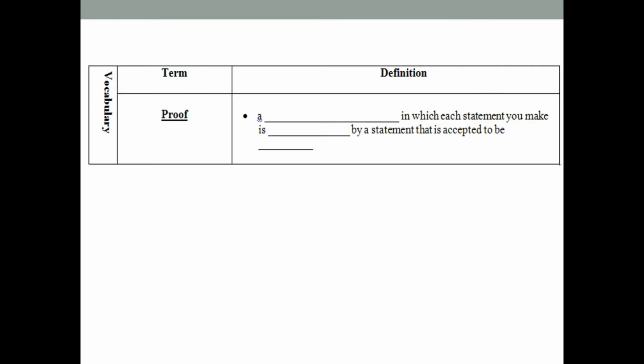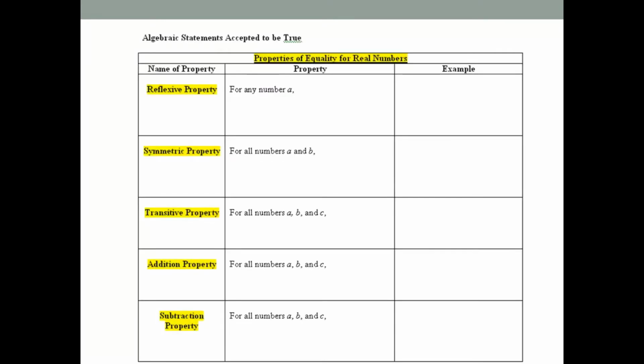This is the lesson video for section 2.1 part B, in which we introduce proofs. A proof is a logical argument in which each statement is supported by another statement that we know is true. Now this is where we start getting into what I was talking about in class, about how we have to justify everything that we say with a logical reason. We're going to start with proving solutions of algebraic equations are accurate.